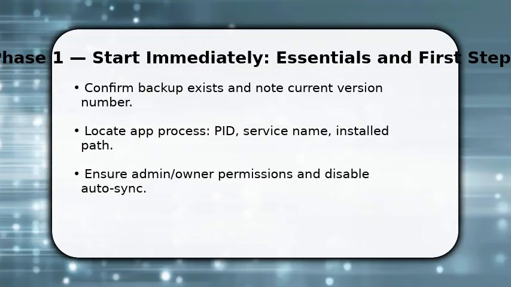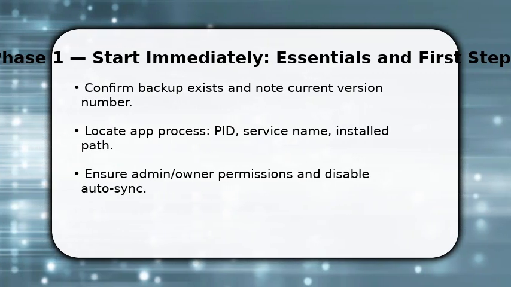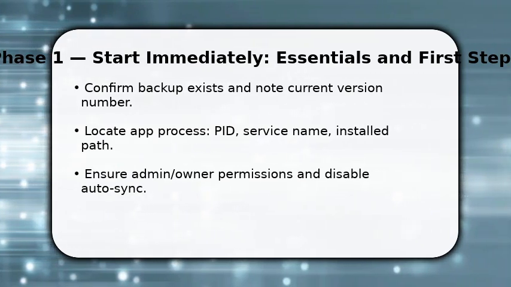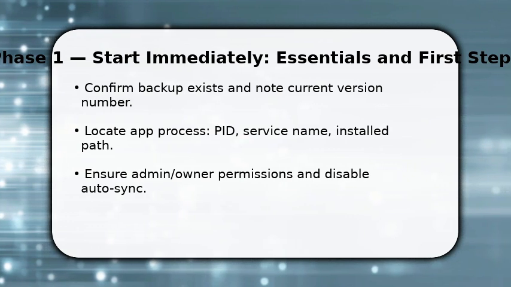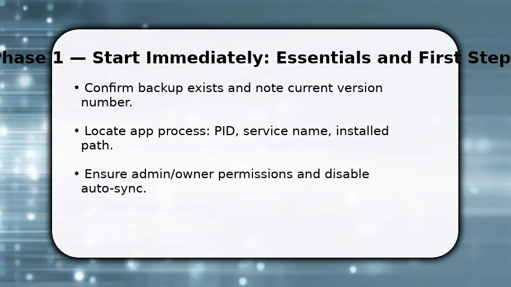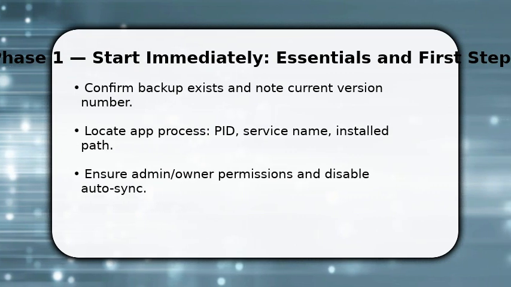You start by securing a backup and noting the app version. This preserves state if you need to revert. Next, identify the running process, PID, service name, and installation path so you know what to target.